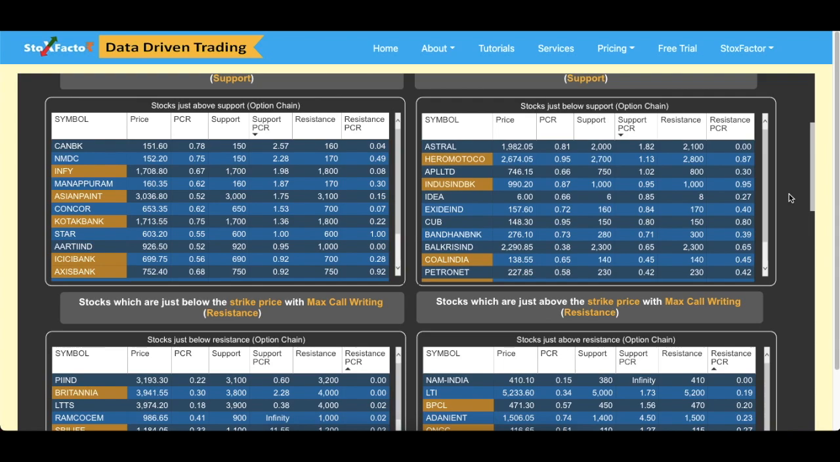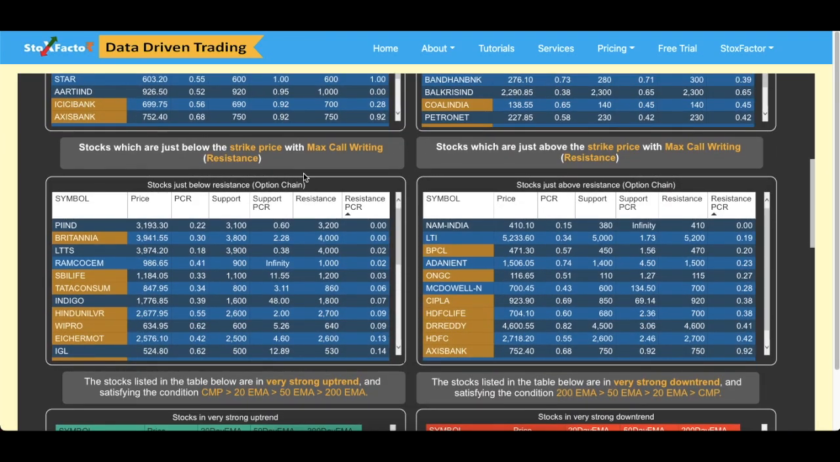Now friends, moving to the other two tables, as you can see, vice versa, these tables give you those stocks which are just below the resistance level and just above the resistance level. So the same way you have to read, but in this table you have to consider the resistance PCR. So the smaller the number is, the stronger the resistance.